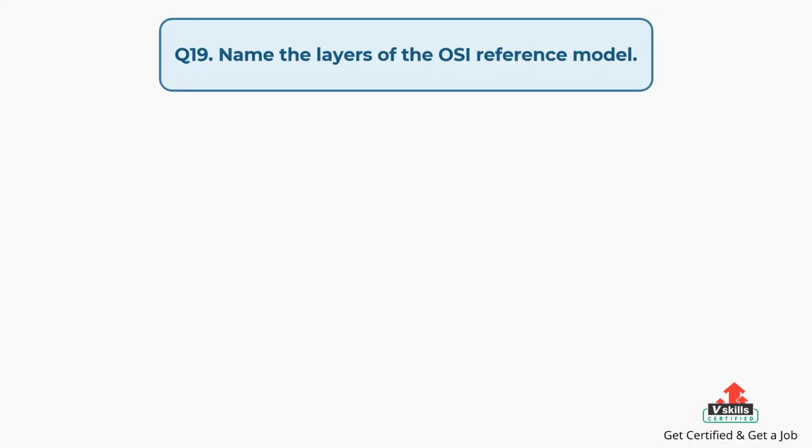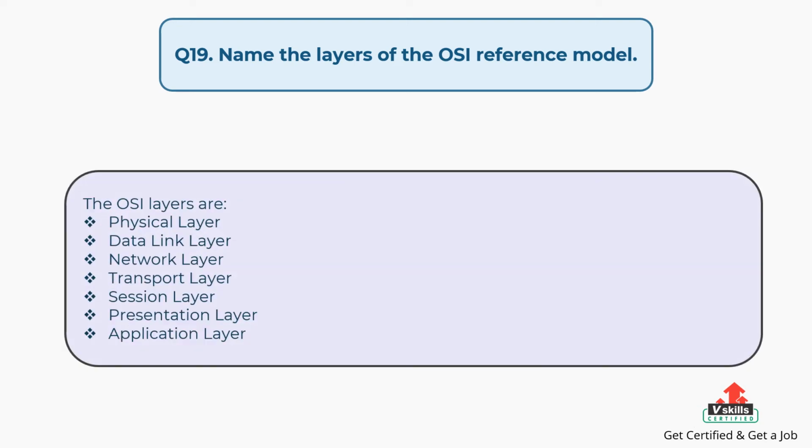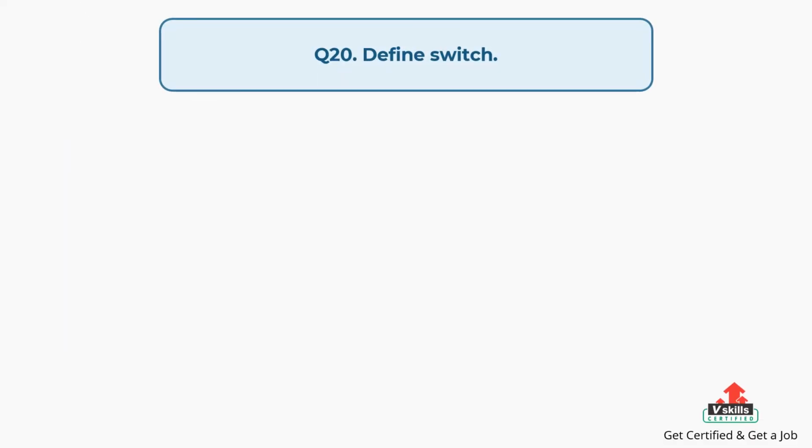Question number 19. Name the layers of the OSI reference model. The answer is: the OSI layers are physical layer, data link layer, network layer, transport layer, session layer, presentation layer, application layer.